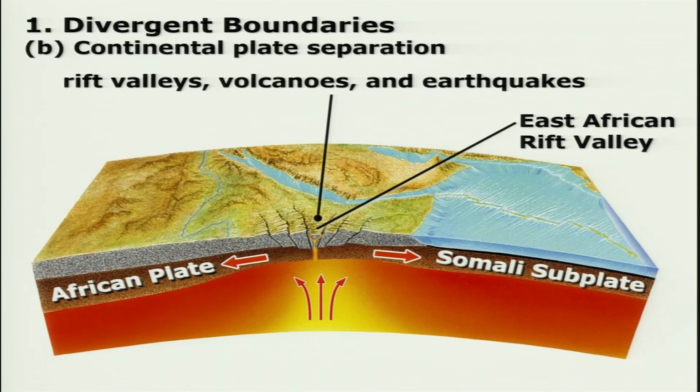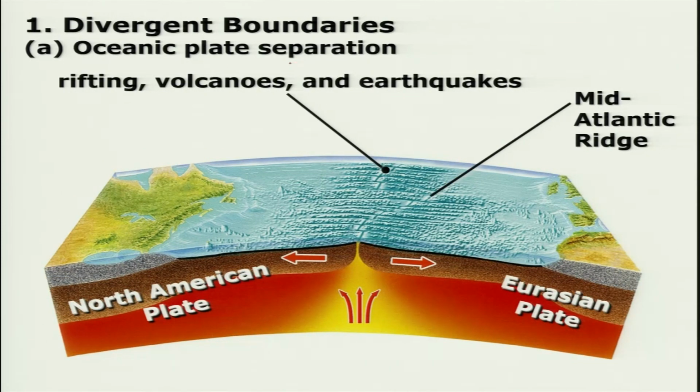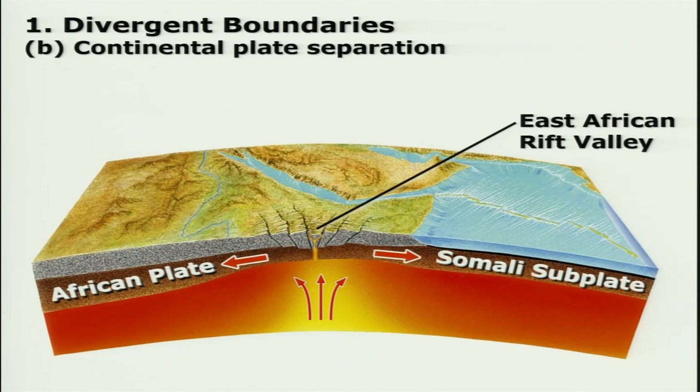So the previous one was oceanic plate separation, the mid-oceanic ridges, and the best example is the mid-Atlantic, and this one is continental plate separation. Both are categorized as divergent plate boundaries.